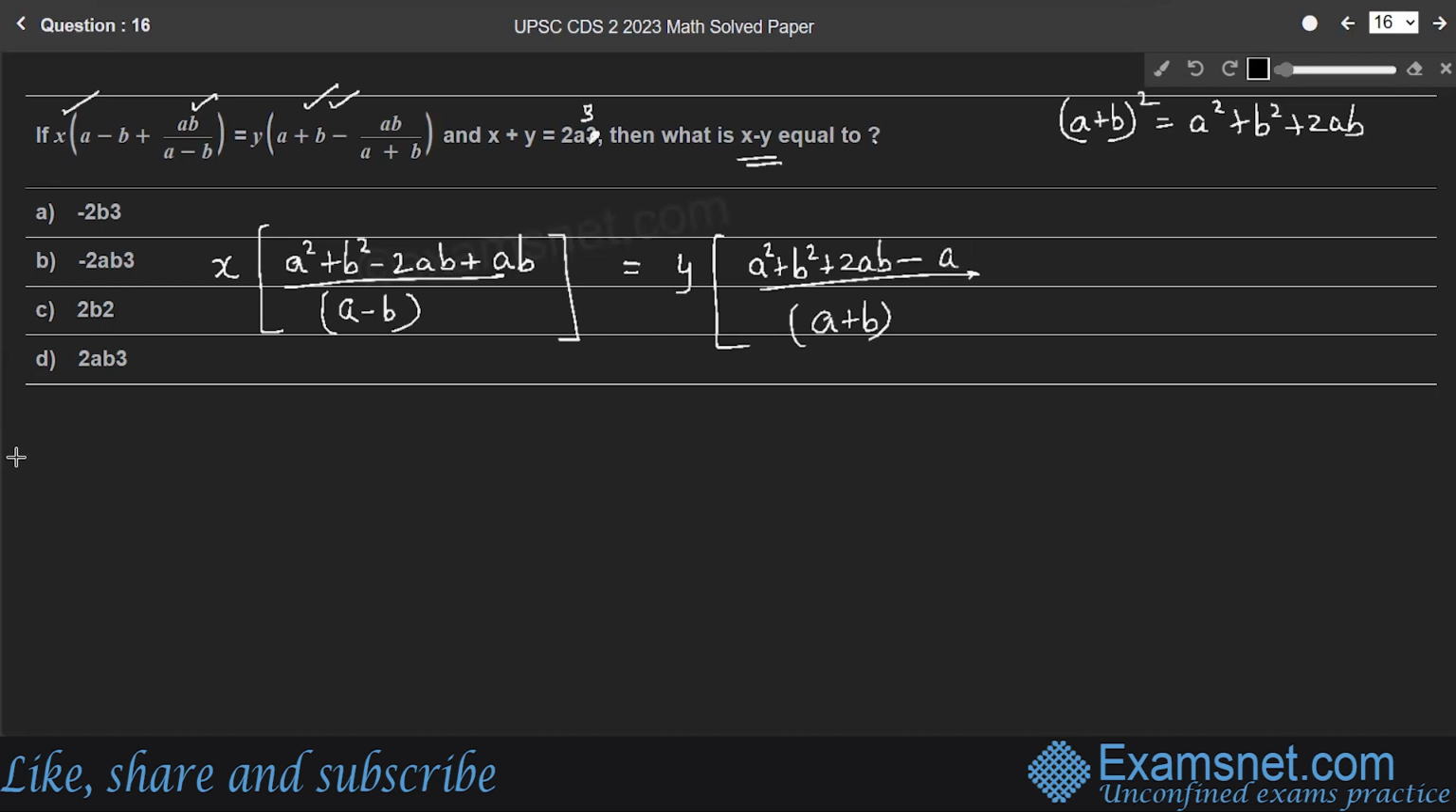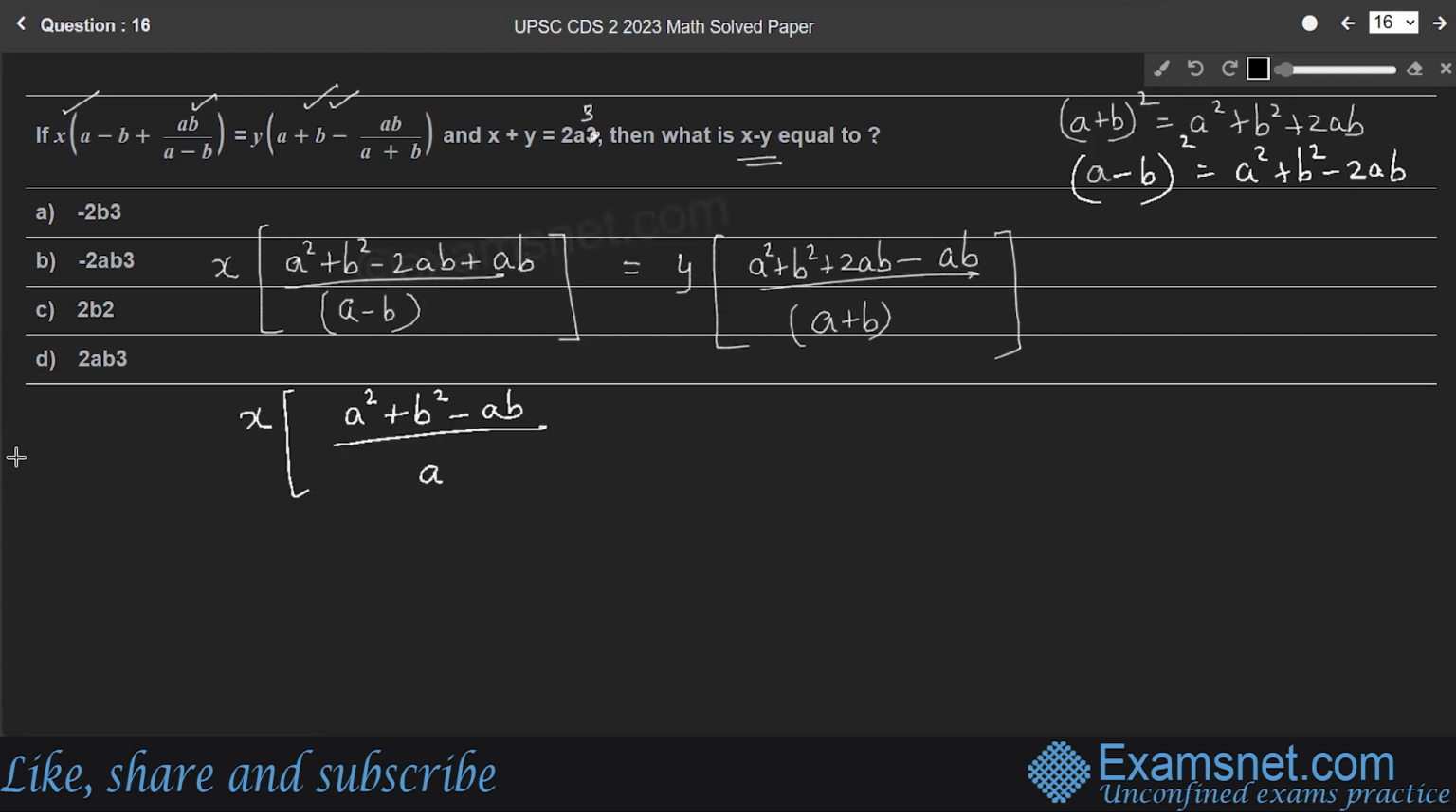And lastly, we have minus AB, right? So I just write down the formula of (A minus B) whole square also. (A minus B) whole square is A square plus B square minus 2AB, right? Therefore, x into (A square plus B square minus 2AB plus AB, which is minus AB), right? Therefore, numerator becomes (A square plus B square minus AB) by (A minus B), right?